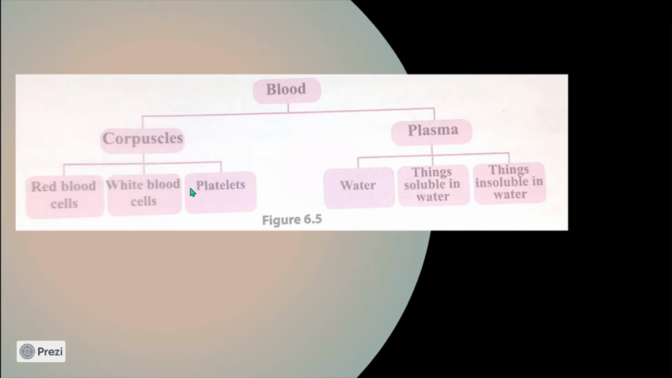Next, platelets. Platelets help to prevent excessive bleeding during injuries.